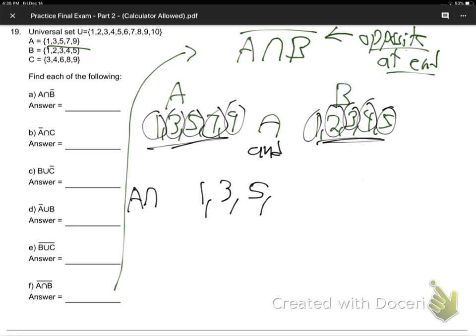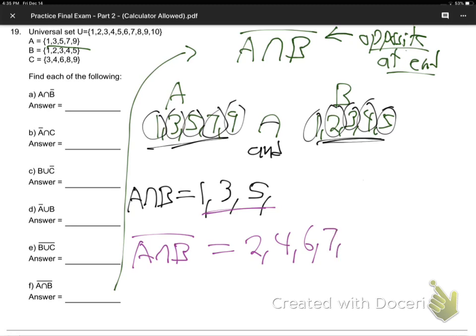So now we're not done yet. That's the overlap. That's A overlap B. And now last step, we have to do A overlap B opposite bar. So the opposite of 1, 3, 5, the opposite would be what's missing? 2, 4, and then 6, 7, 8, 9, 10. That's all the numbers missing. That's the opposite. 2, 4, 6, 7, 8, 9, 10.